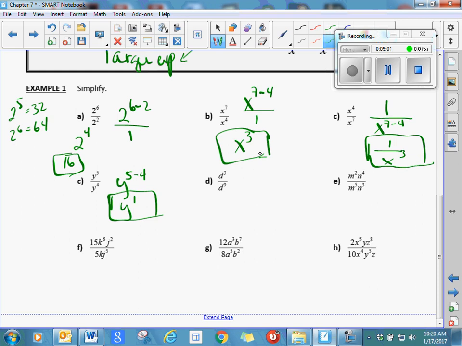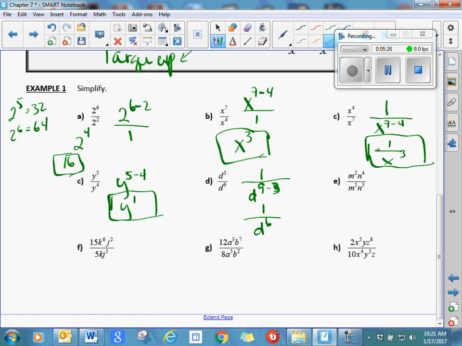We're looking at D. The base is D, all D's in this problem. 9 is larger than 3, so my answer is going to end up down here, D to the 9 minus 3, which is 1 over D cubed. No, sorry, 9 minus 3 is 6, so 1 over D to the 6th.